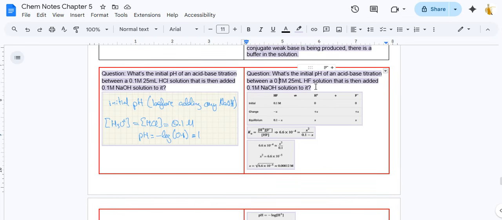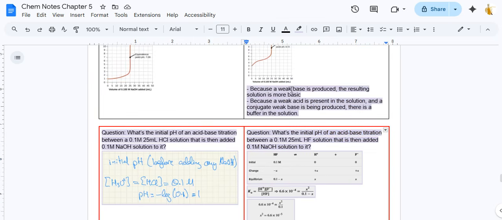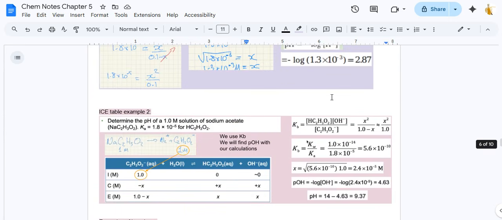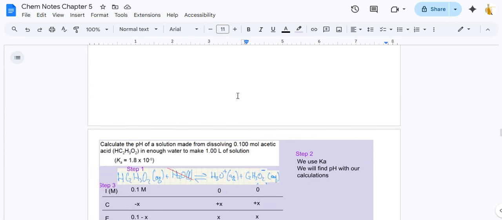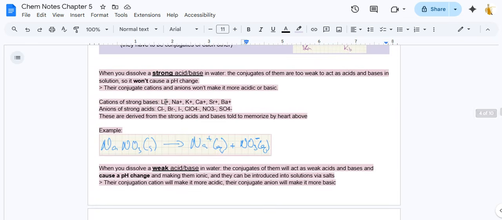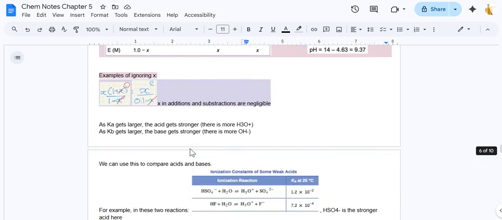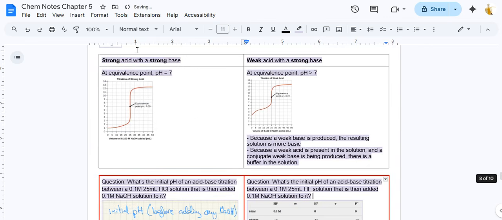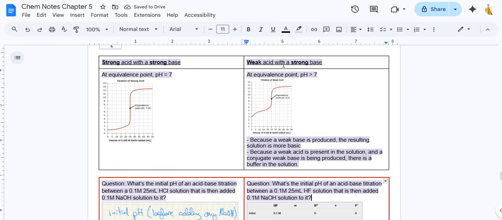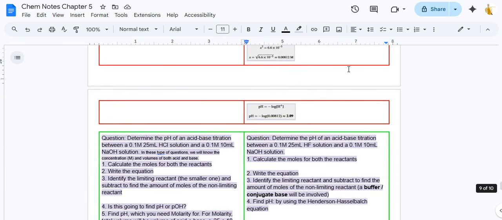But I doubt he's gonna test us on ice tables for weak acid with strong base, and he's probably just gonna test us on ice tables for this part. So that's what you do for weak acids with a strong base.